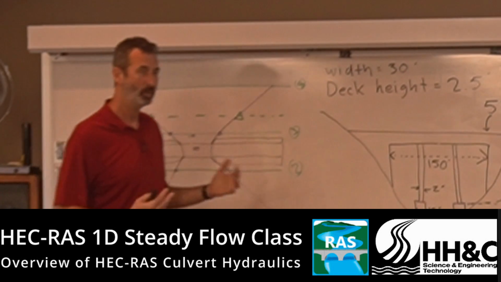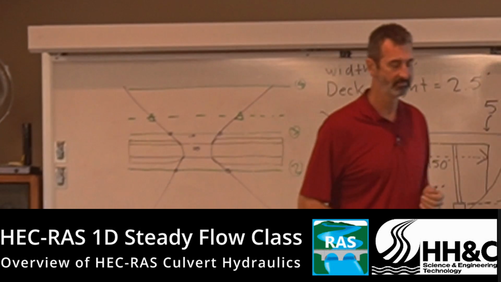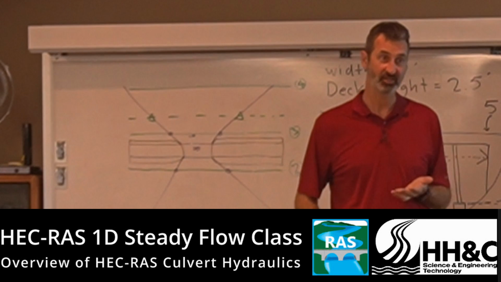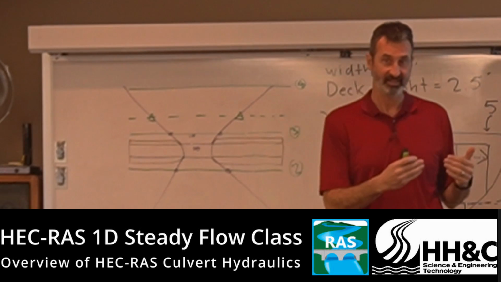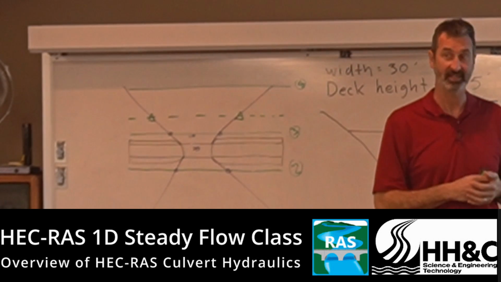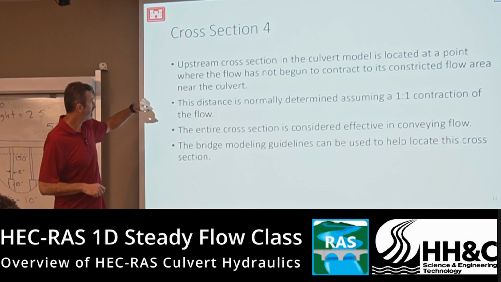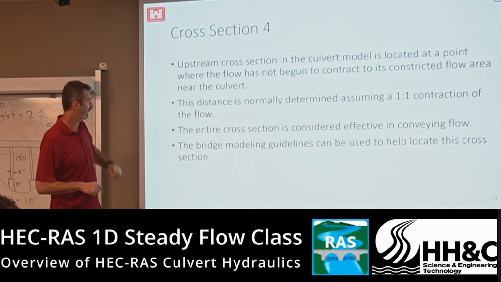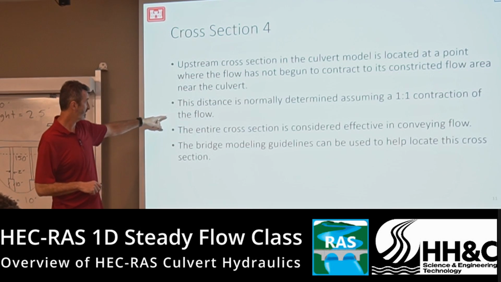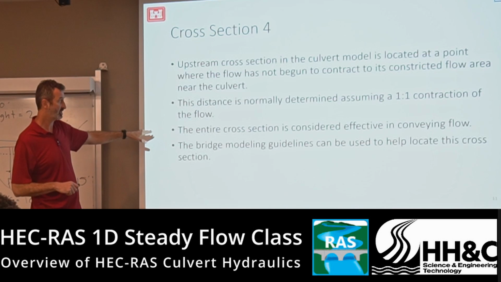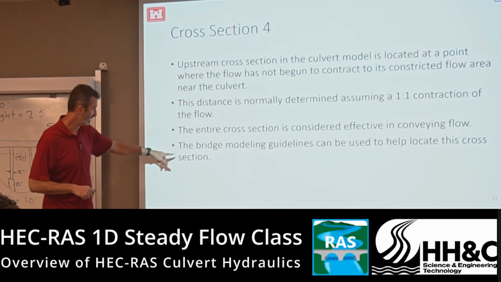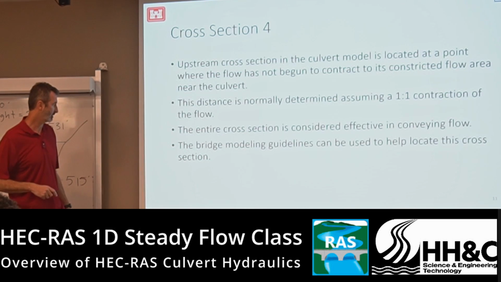So again, with the 1D computation methodology, every cross-section doesn't know anything about what's happening above and below it. That is all up to you to figure out and make it behave the way you want it to. Okay, so cross-section 4. That's this one upstream here. It's upstream far enough where it has not begun to contract. This distance is normally determined using a 1-to-1 contraction ratio. The entire cross-section is considered to be conveying flow. Bridge modeling guidelines can be used to help locate that.